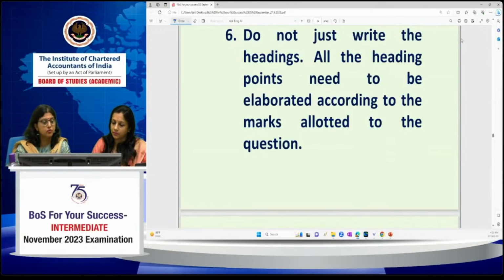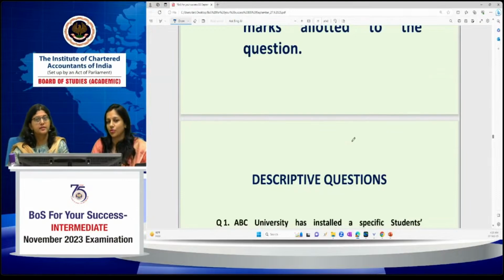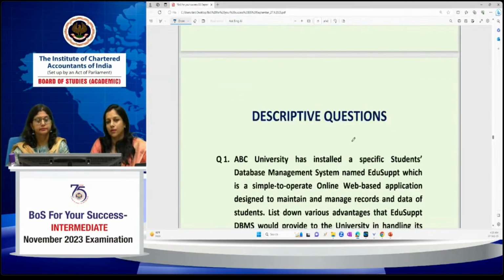But when it comes to writing, you'll have to have the technical words. You can fiddle with those words. You don't have to produce verbatim what's there in the study material. But at the same time, it should make sense also. Ma'am has very rightly said that the maximum marks that you get is 6 marks. So prepare accordingly.